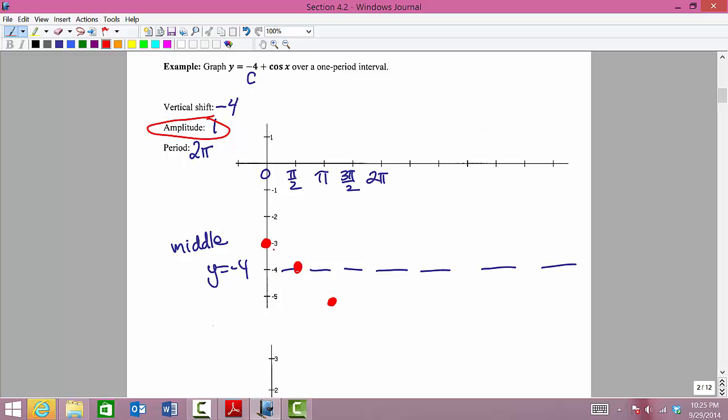So we're going up 1 unit from the middle and down 1 unit from the middle because of our amplitude. And we're going to come back to the middle of the graph, kind of like our x-intercept here, and then come back to the max for our last point, which will be at -3. So we're going to graph our cosine wave through those 5 points. So we have shifted the graph of cosine down 4 units, but the amplitude remains the same, and the period remains the same.